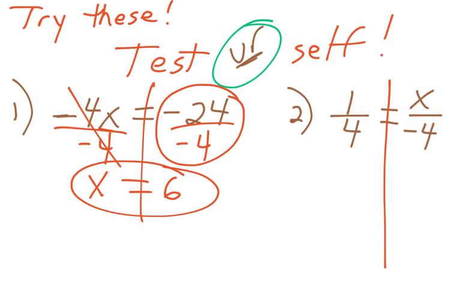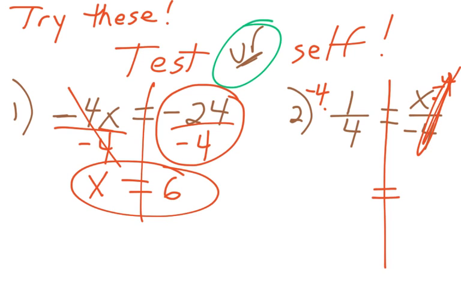Now number 2, the variable is actually on the right-hand side. And right now, x is being divided by negative 4. Don't worry about the left-hand side. Look to see where the variable is. So the opposite of dividing by negative 4 is multiplying both sides by negative 4. So we multiply both sides by negative 4. So these negative 4s will cancel.